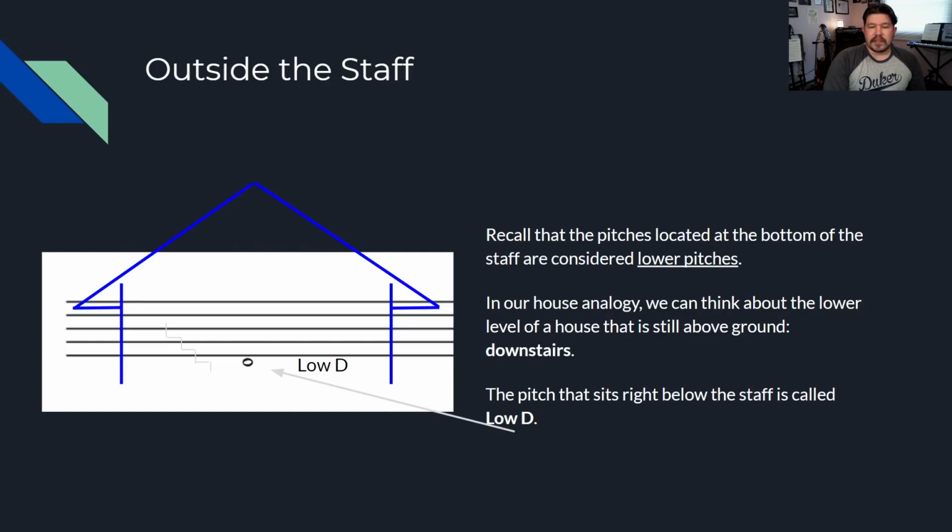Now, going outside the staff, we do have a couple of those notes that we're going to be working on, the ones that are below the staff here. So remember, pitches located at the bottom of the staff are considered lower, and you're going to discover this as you begin composing. Using the house analogy that we've talked about in the past, we think about the lower level of a house, but still above ground. You can see right there, it's got those little steps leading down to the low D, which is the downstairs. That's our strategy for it, downstairs, which is low D.